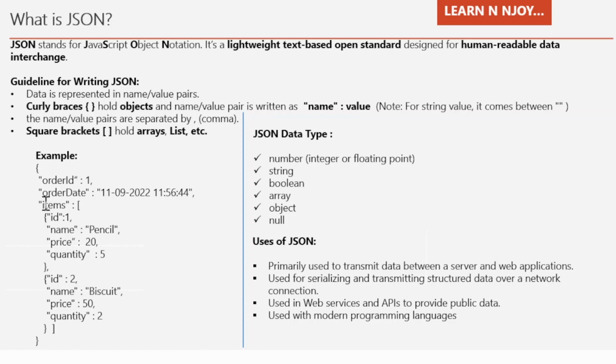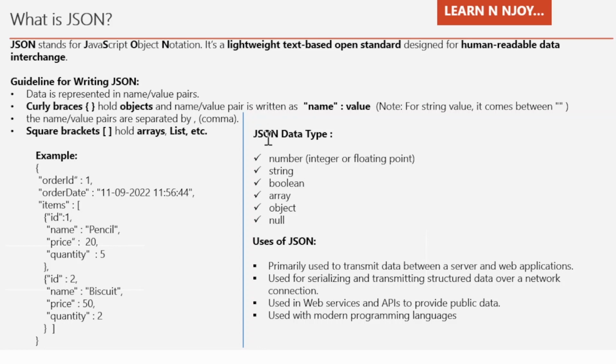Object 1 has ID equal to 1, name equal to pencil, price equal to 20, quantity equal to 5. And the second object contains ID equal to 2, name equal to biscuit, price equal to 50 and quantity equal to 2. So that's the way we write JSON.